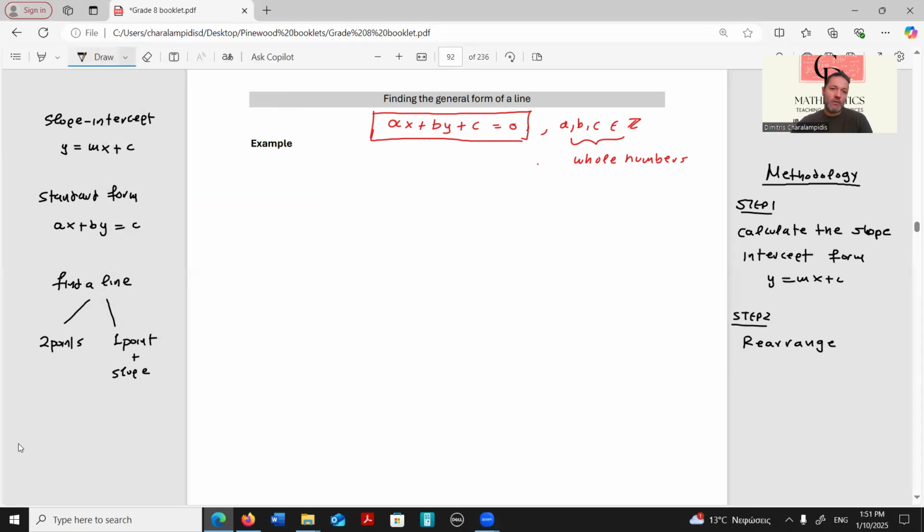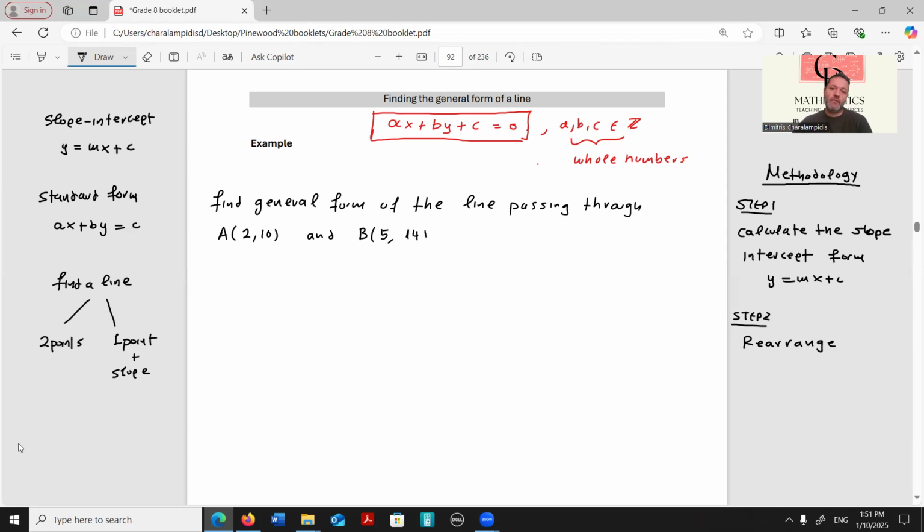Let's work with an exercise. Find the general form of the line passing through point A with coordinates 2 and 10 and B with coordinates 5 and 14. So let's work the solution together.